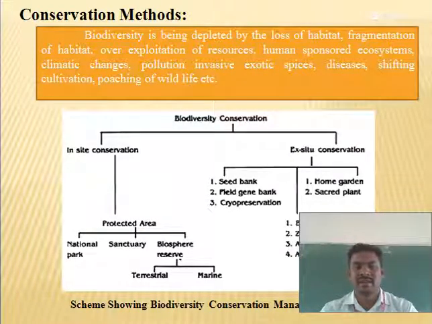In situ conservation includes national parks, sanctuaries, and biosphere reserves. The ex situ conservation includes seed bank, field gene bank, cryopreservation, botanical gardens, sacred groves, plants. These are included in biodiversity conservation.